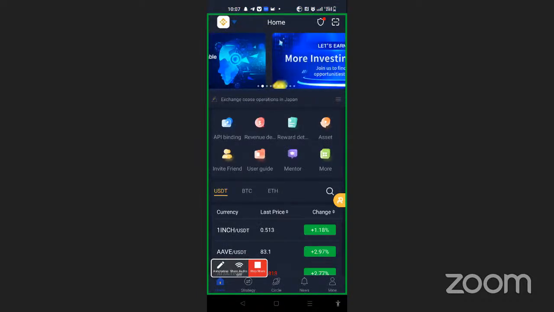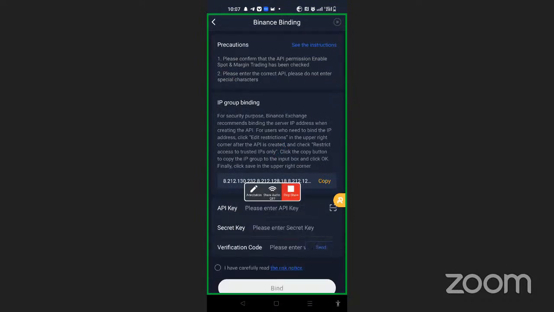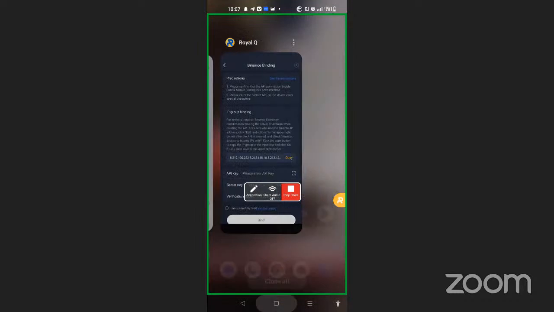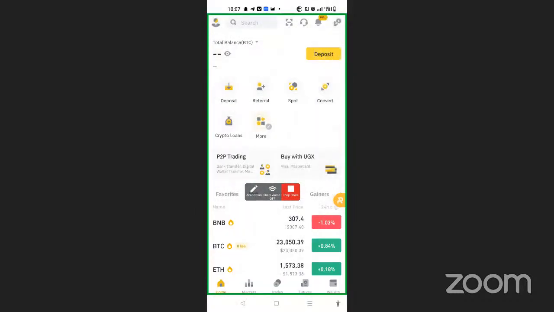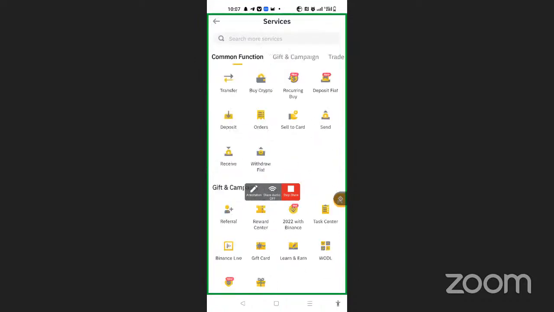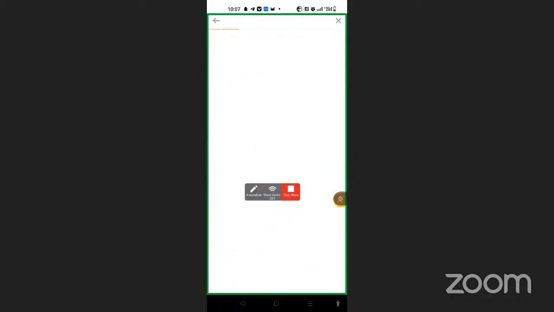Okay, let's go to the API binding. The API binding is a little bit stylish. Let me try to replace, and I show you the new API as our speaker gets ready. When you go to your Binance account, hope everybody pays maximum attention, and tap on more, and then you tap on API, here you want to create the API. I'm talking about the new style of API.